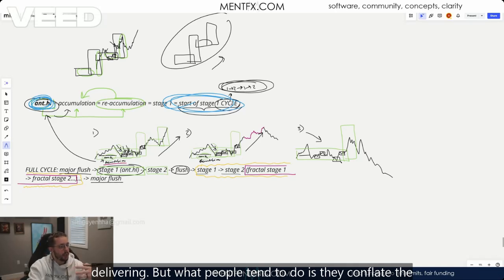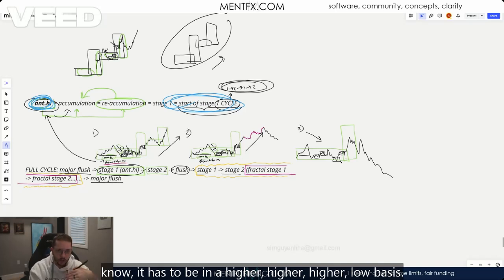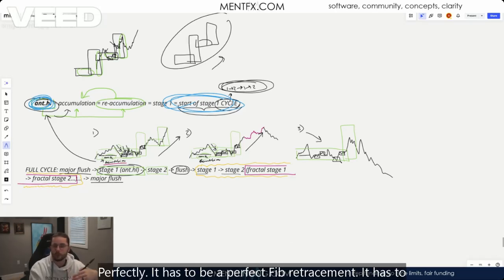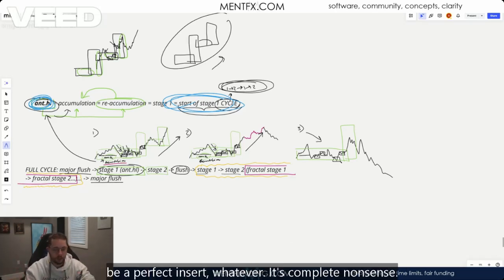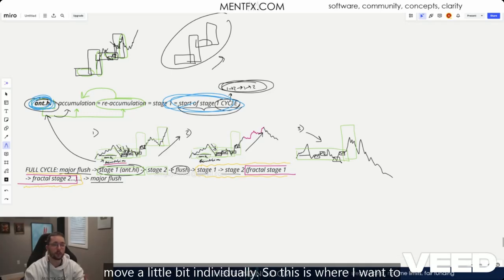But what people tend to do is they conflate the cycles in a market, or the potential move of a market, with something that has to be very stringent. People think, it has to be a higher high, higher low basis perfectly. It has to be a perfect fit retracement. It has to be a perfect insert, whatever. It's complete nonsense. That's not how markets work. And each market is going to move a little bit individually.